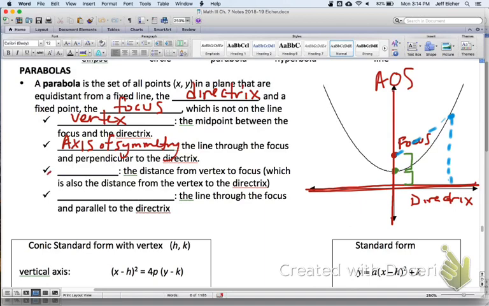And probably the most important component that we'll be using, other than all these terms, is 1 divided by 4a. 1 divided by 4a is the distance from the vertex to the focus. So over here in green, this amount is 1 over 4a. And likewise, the amount that the vertex is to the directrix is also 1 over 4a. We'll be using that fact to write equations, or if we're given an equation, we'll use that to figure out where the focus and the directrix are.